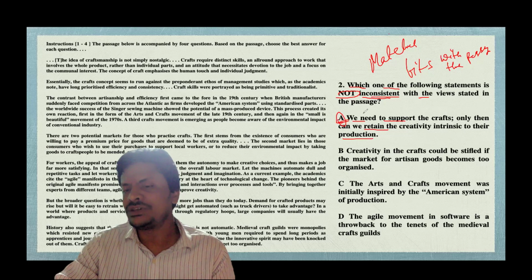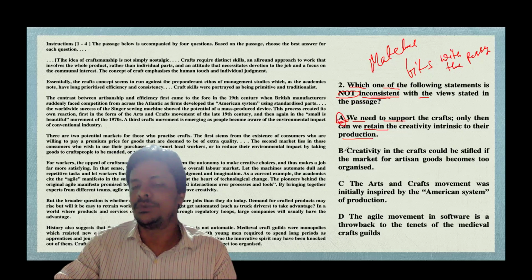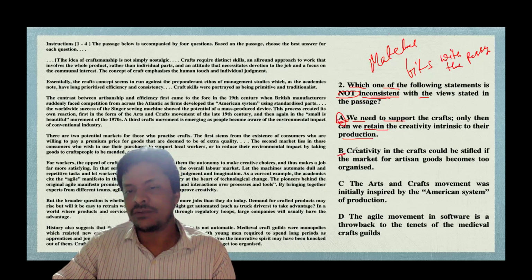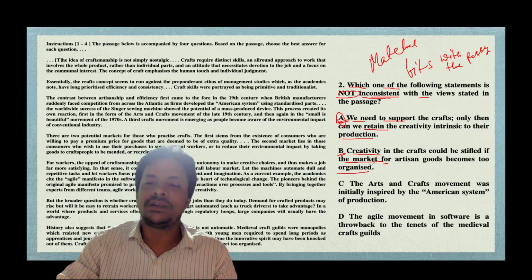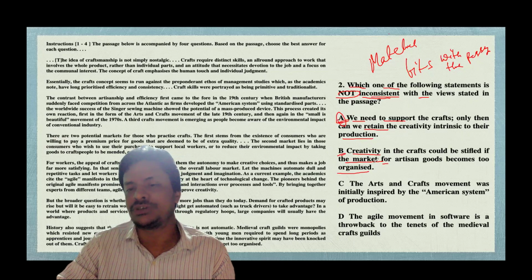So, can we consider that it is not inconsistent, or fits with the passage? We will check that. Look at the second option. The second option states, creativity in the crafts could be stifled if the market for artisan goods becomes too organized. It means if crafts become too structured or rigid, creativity could be reduced. That is what B is trying to say. Can it fit the passage? Okay, let's look at C.